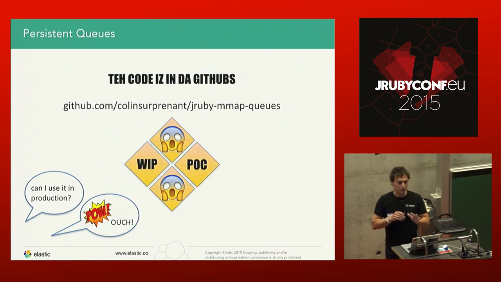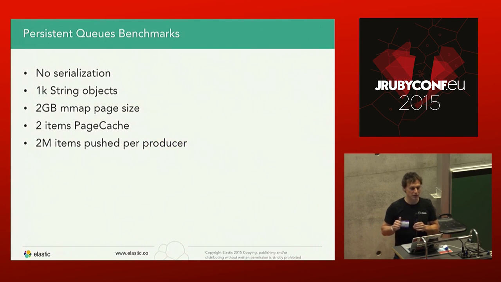So just a word of caution. If you play with that, this is work in progress and proof of concept code, so obviously you should be careful. Again, there's no serialization involved. These tests with the queuing have been done with 1K string objects only. The mmap page size is 2 GB. We use a 2-item page cache, and for the test, we push 2 million items per producer. So sometimes we have multiple producers, so that's going to be 2 million per producer.